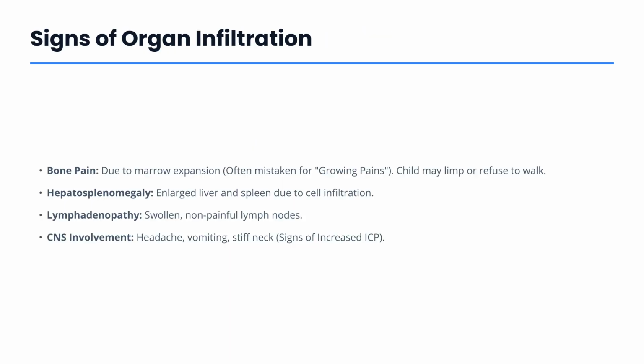Signs of organ infiltration include bone pain, often mistaken for growing pains, hepatosplenomegaly, and swollen non-painful lymph nodes, known as lymphadenopathy. Central nervous system involvement can present with signs of increased intracranial pressure.